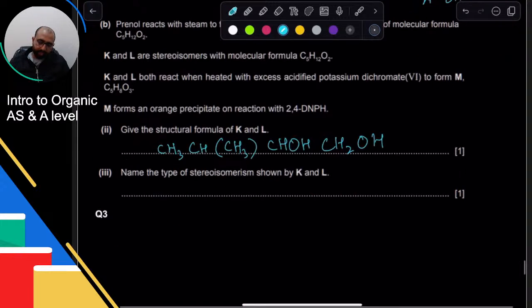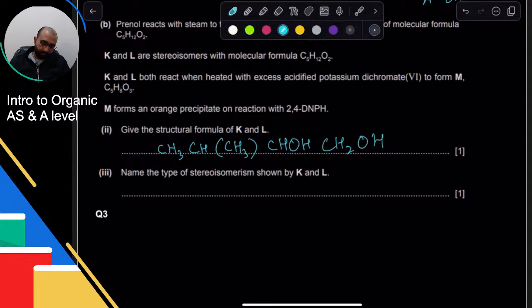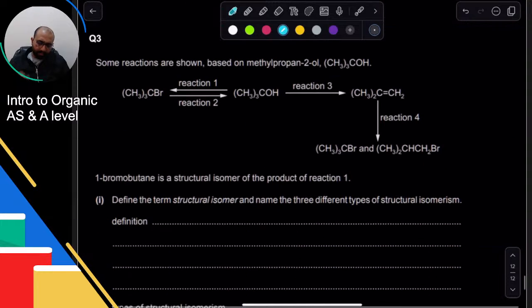So you can clearly see that this one is a chiral center. Alright, name the type of isomerism this one shows. So these are optical. That's the type of chiral center that this one shows. Okay, next question. Some reactions are shown based on methyl propan-2-ol.